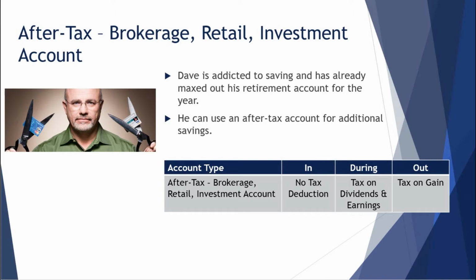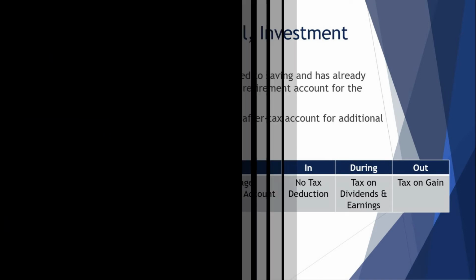So oftentimes people will max those out, and then if they still have money that they want to save, they'll use an after-tax account. And the way this works is, again, you've already paid tax on the money. You'll pay tax on the interest and dividends that your investment earns, and then when you take the money out, again, we use the example, if you invest $10,000, it grows to $15,000. When you sell it and pull it out, you pay tax on your gain. So in that case, you pay tax on the $5,000.